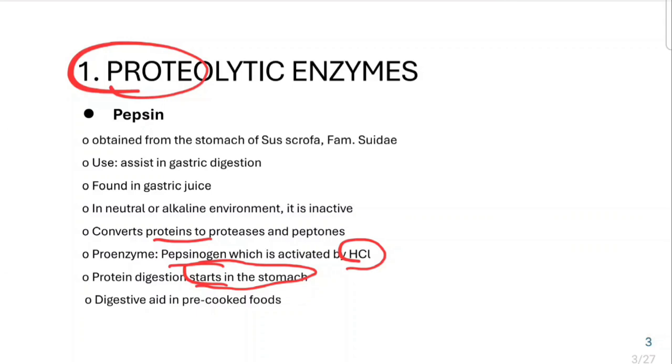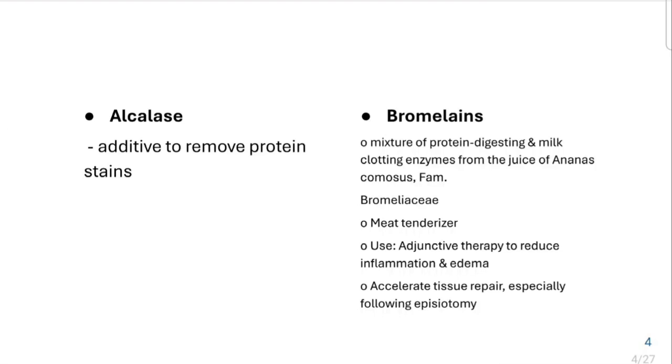Then it is also a digestive aid in pre-cooked food. They put proteolytic enzymes in those canned goods in order for it to still be processed while in its storage form. Another example of your proteolytic enzyme is your alcalase. It's an additive to remove protein stains. Again, it is involved in your protein digestion.